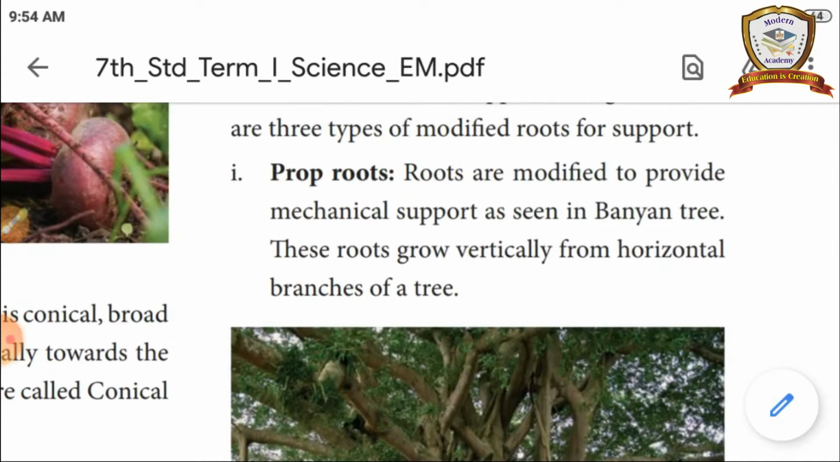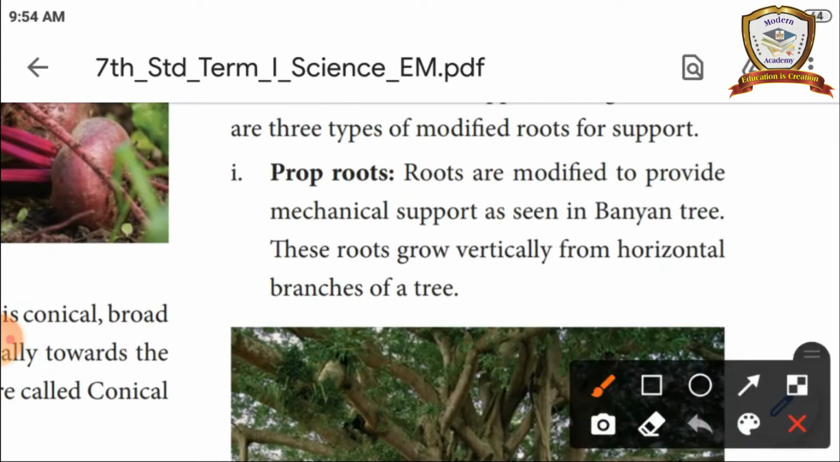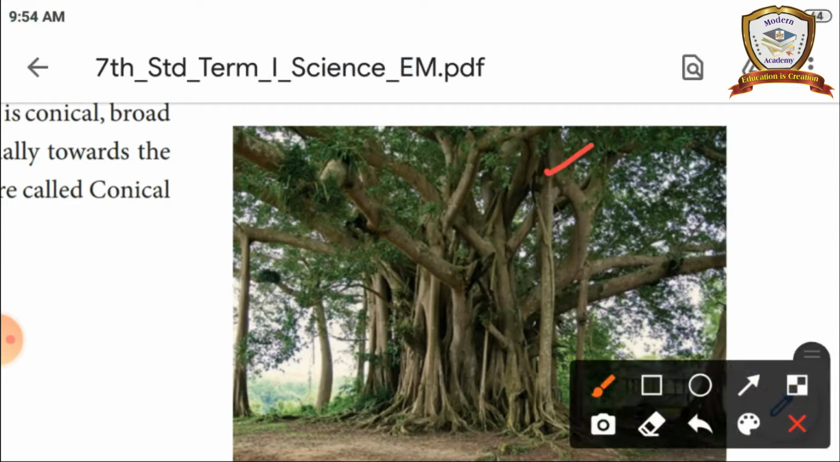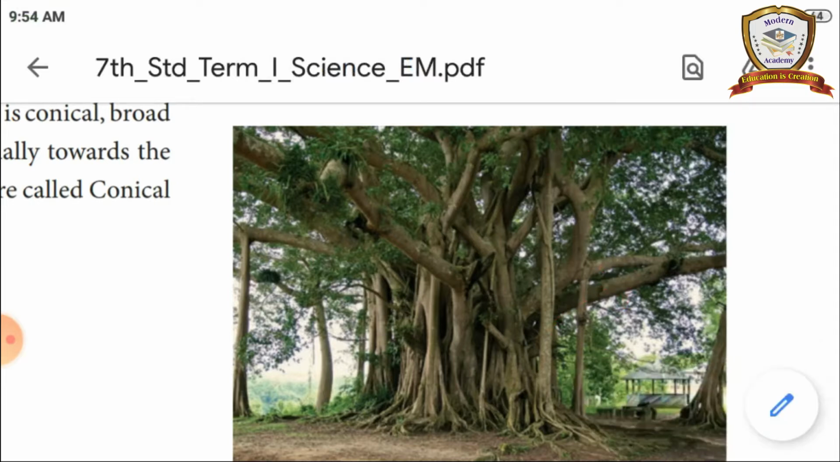The first one, prop roots. Roots are modified to provide mechanical support as seen in banyan tree. These roots grow vertically from horizontal branches of a tree. So prop root means the roots start from the horizontal branch up above and go down, and these are called prop roots.